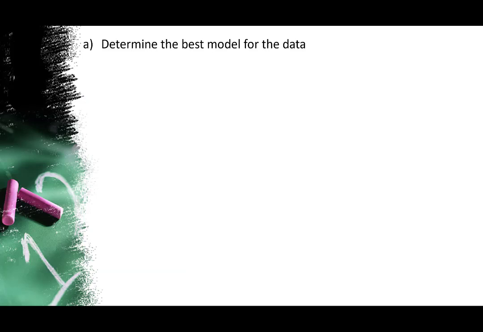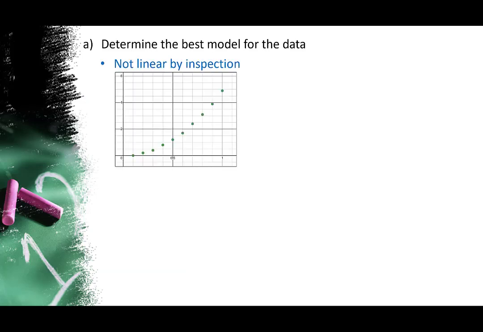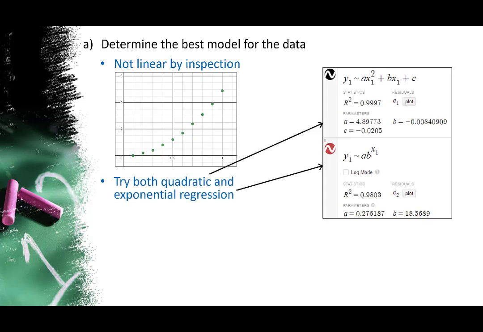So Part A was determine the best model for the data. First off, you see it's not linear by inspection, so we're not going to apply a linear regression. Instead, we're going to try both quadratic and exponential. So over here you see my quadratic regression and my exponential regression. The values for A, B, and C for the quadratic are given here, and the values for the exponential, A and B, are given here.